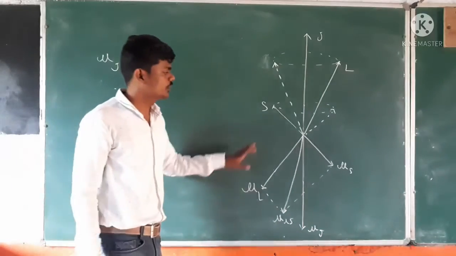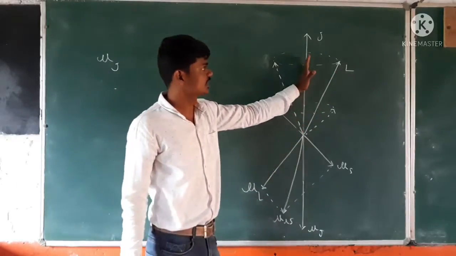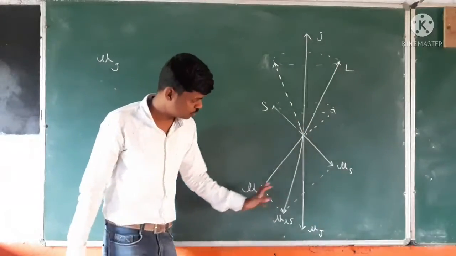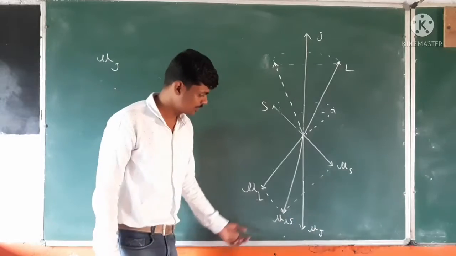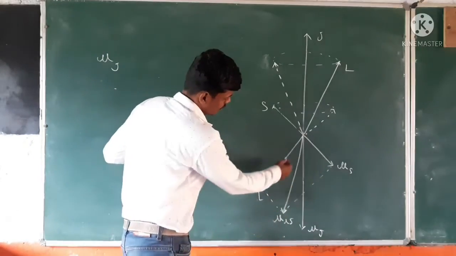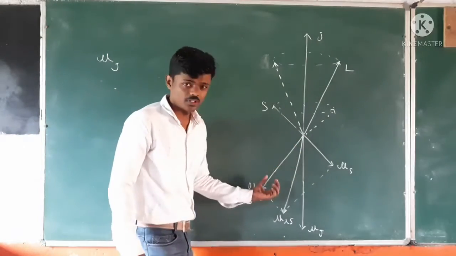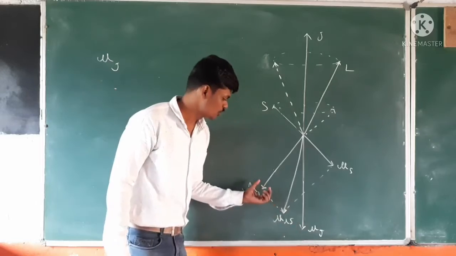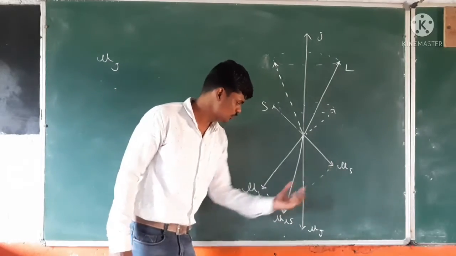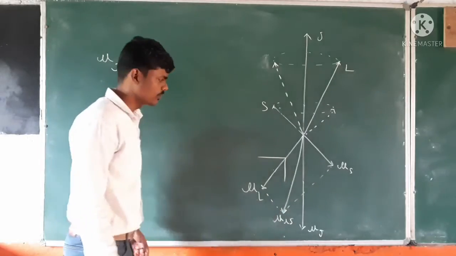Now here we can see these two vectors precessing about J, that is, about mu J. Now we will consider these two only, not this. So here we can resolve these two. We are calculating the value of mu J, so we have to take help of these two. Now we can resolve this into its rectangular components.